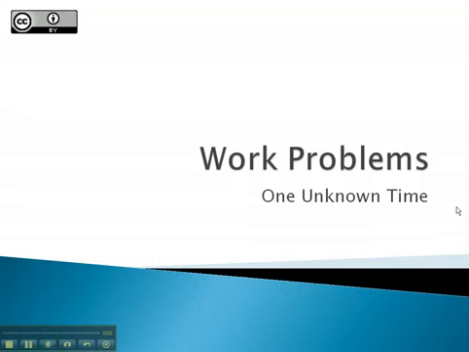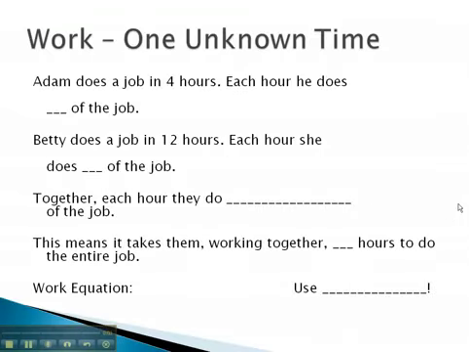In this video, we will look at problems involving several people working together to complete a project. For example, if Adam does a job in 4 hours, it would be a reasonable deduction that each hour he gets 1/4 of the job done. If Betty does the job in 12 hours, it would make sense that each hour she's getting 1/12 of the job done.